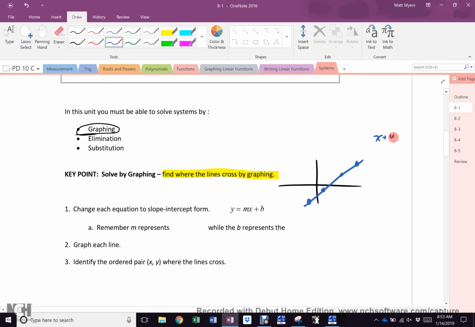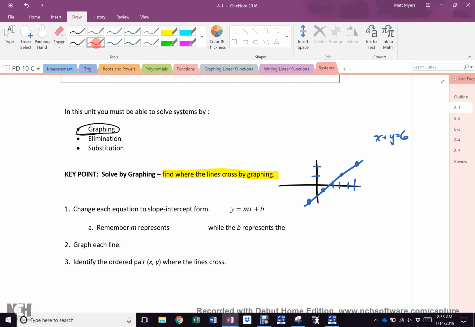x plus y equals 6. 1, 2, 3, 4. And 1, 2. Everyone cool with that? That point, 4, 2, would work in the equation. Everybody agrees? Okay.